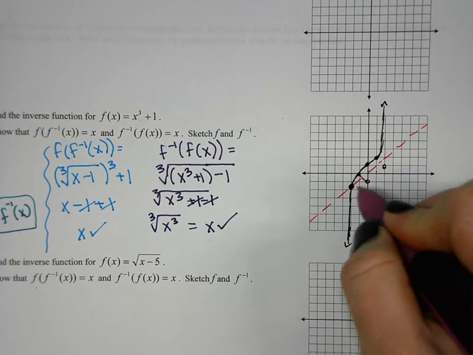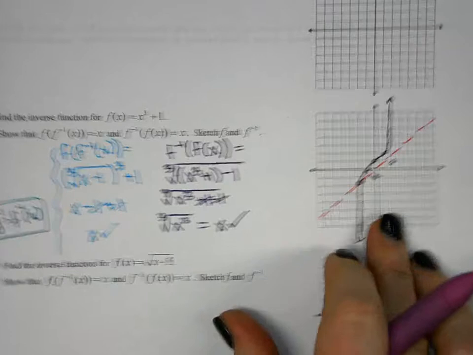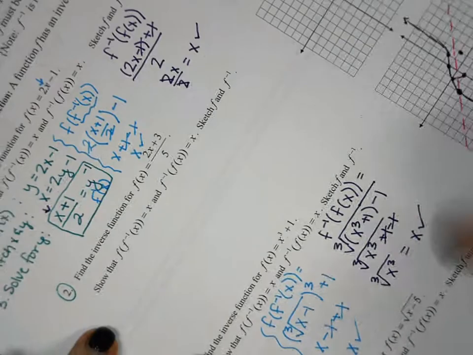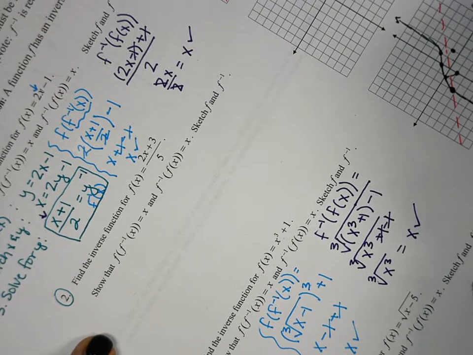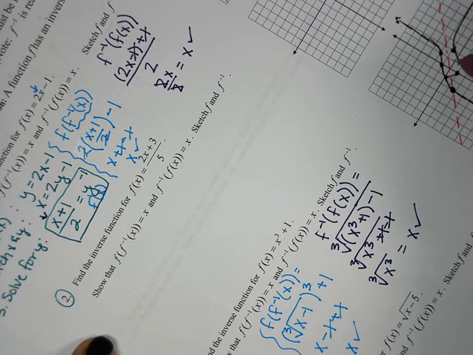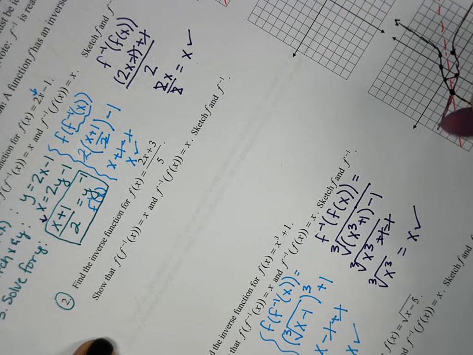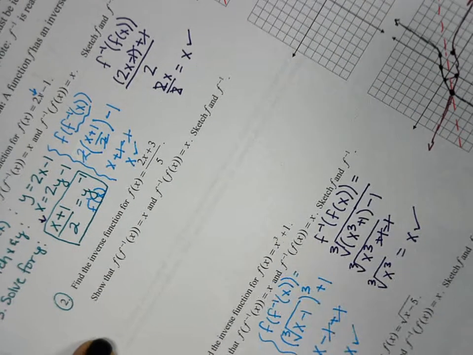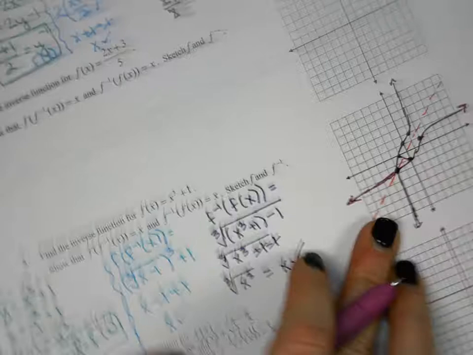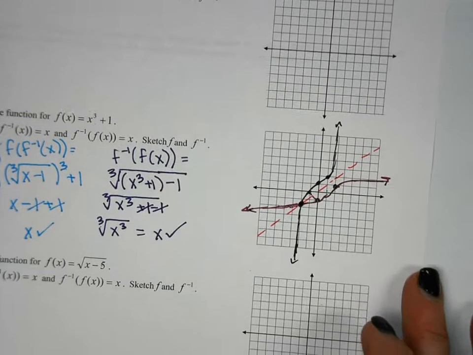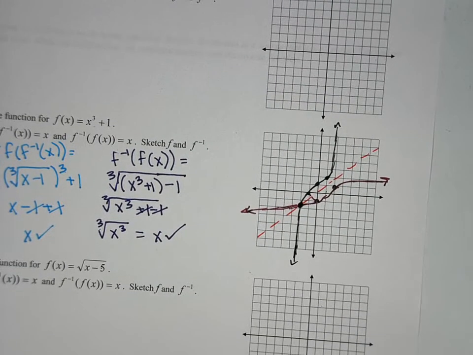So it has to have the same shape. So I'm just going to do this so I can try to match the same shape. Connect them, and it should look like the horizontal version, because that's what a reflection about y equals x is. It takes things from a vertical and makes it look more horizontal.